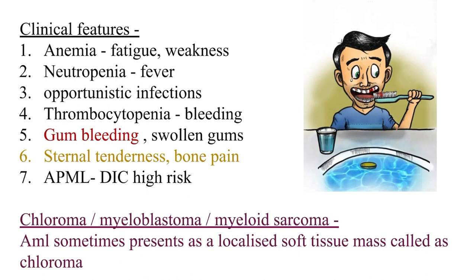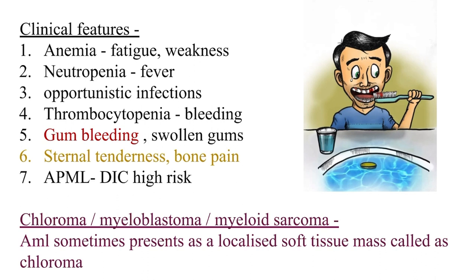Coming to clinical features, again anemia leads to fatigue and weakness. Neutropenia leads to fever and frequent infections. Opportunistic infections can occur. Thrombocytopenia leads to bleeding. That's why the patient comes with gum bleeding, swollen gums. Sternal tenderness and bone pain are also seen. And in case of APML, disseminated intravascular coagulation has high risk.